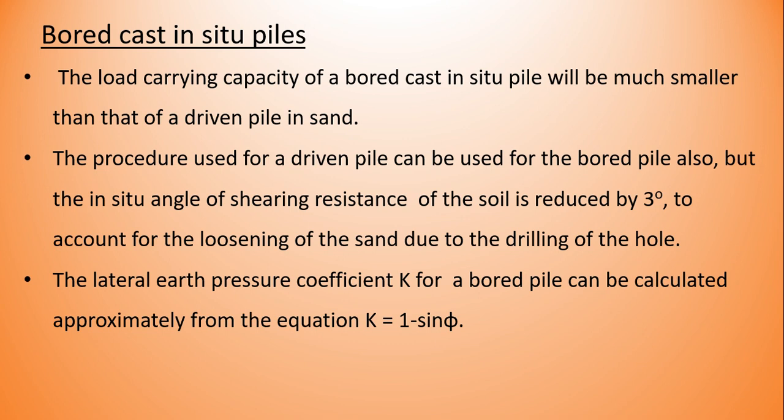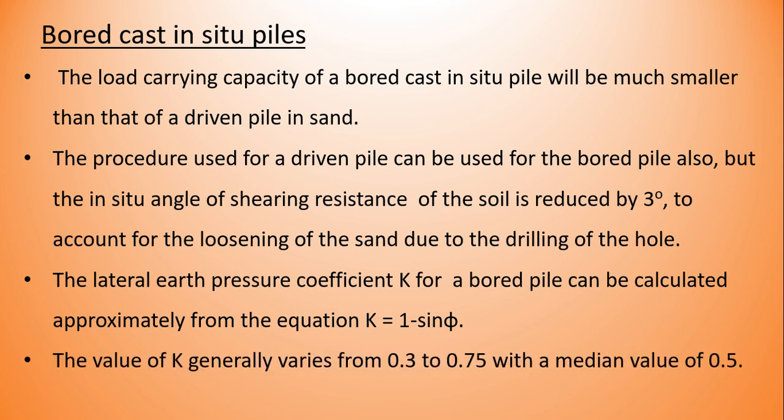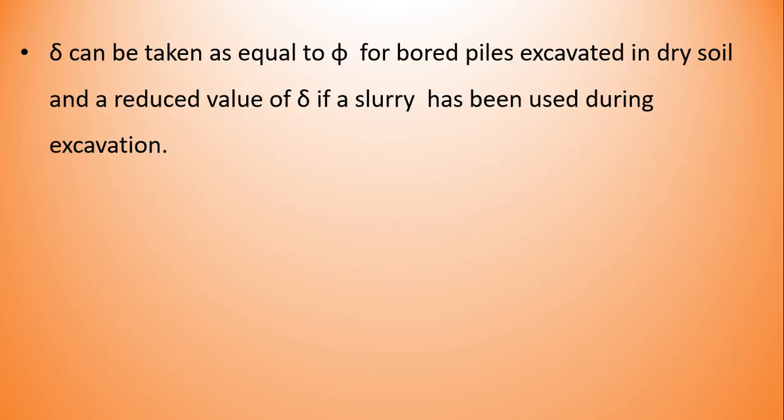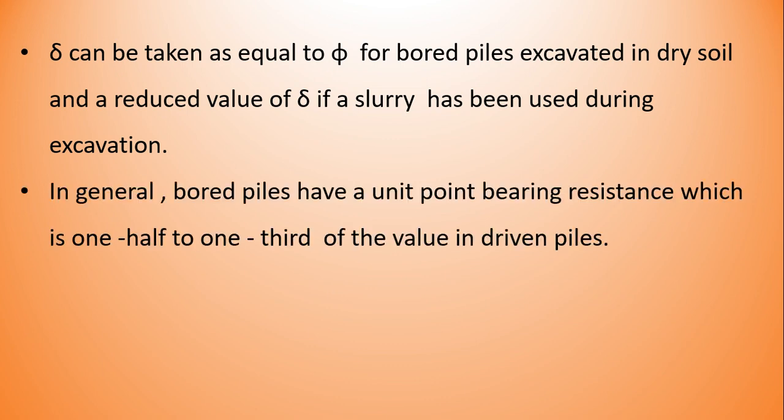The lateral earth pressure coefficient K for a bored pile can be calculated approximately from the equation K is equal to 1 minus sin phi. The value of K generally varies from 0.3 to 0.75 with a median value of 0.5. Delta can be taken as equal to phi for bored piles excavated in dry soil, and a reduced value of delta if a slurry has been used during excavation.